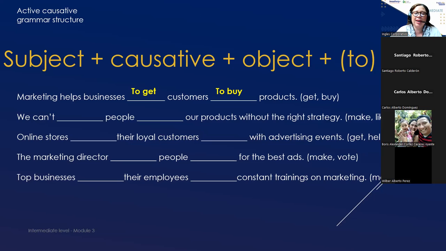Now, the next one, it says, we can't, and then we have make and like, right? Make is the causative. The causative will be make. And then we say people. Make doesn't require you to use to, okay? So, like, all right? We can't make people like our products without the right strategy. Okay, if we don't have the right strategy, it's not possible that people like our products, right? Okay, then, next one.